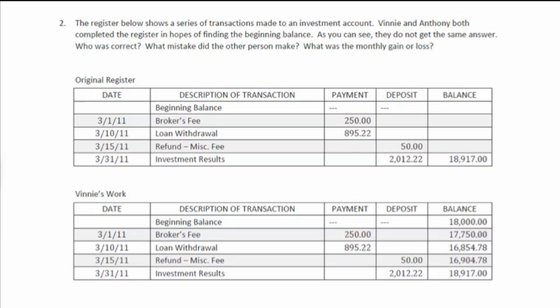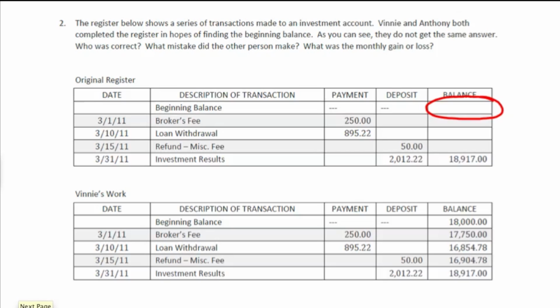Vinny and Anthony both completed the register in hopes of finding the beginning balance. As you can see, they do not get the same answer. Who was correct? What mistake did the other person make? What was the monthly gain or loss? So what we don't know is what was this beginning balance. Well, let's look first at Vinny's work, and then we'll look at Anthony's work.